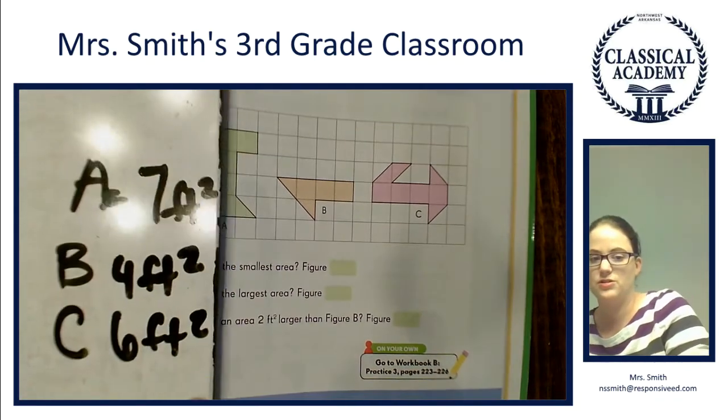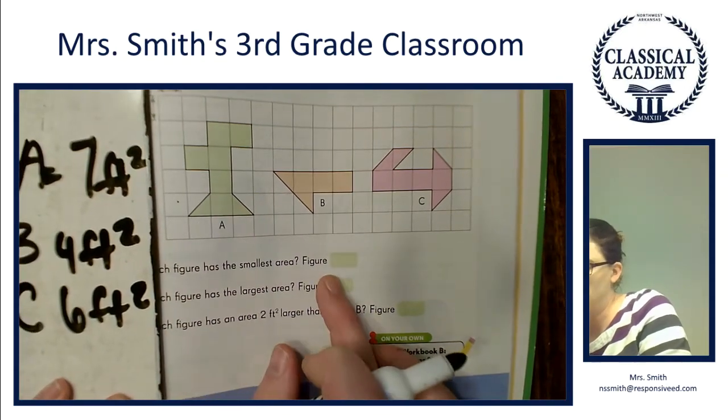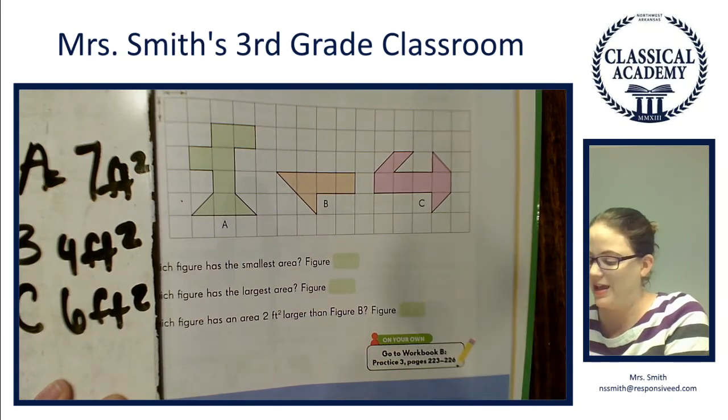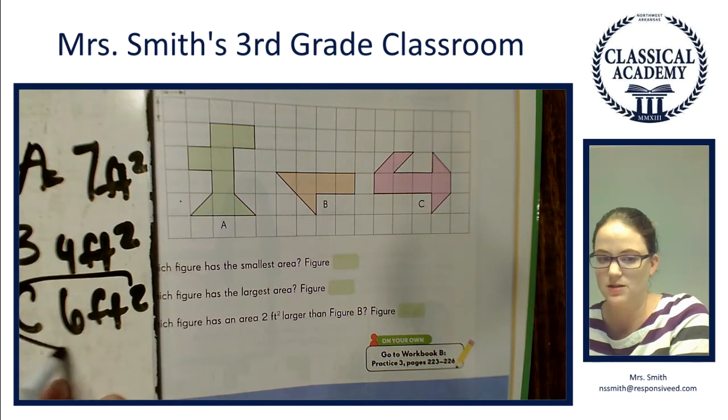So there's our answers. So for number 8, which figure has the smallest area? B. Which figure has the largest area? A. Which figure has an area 2 square feet larger than B? C.